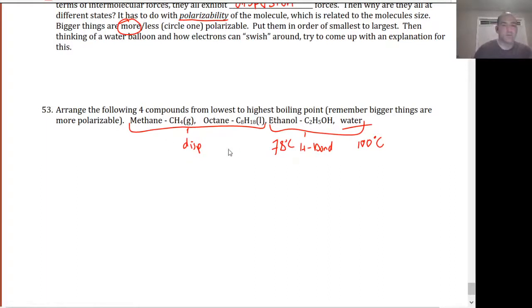So if we actually look up these boiling points, octane is 126 degrees C boiling point. And then methane is super, super low. I'm just going to look it up. So negative 161.5.